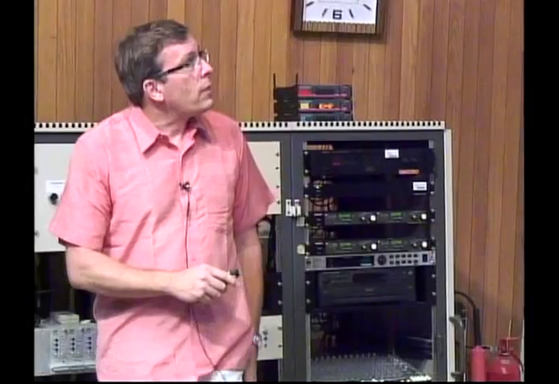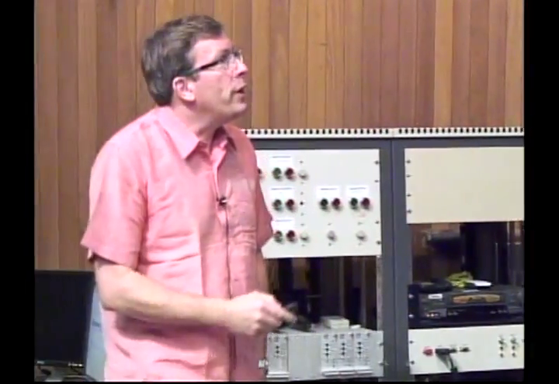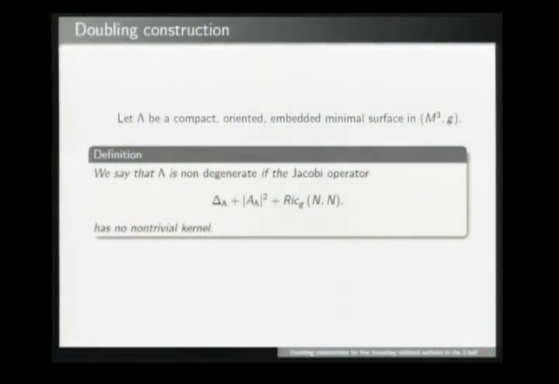So the general framework is the following. You take Lambda to be a minimal surface, let's say in a three-manifold, but it also works in higher dimension. And you assume that it is compact, oriented, and embedded, even though you can relax some of the hypotheses. But for simplicity, I will assume all this. And there is one definition that will come out, which is the fact that a minimal surface is non-degenerate.